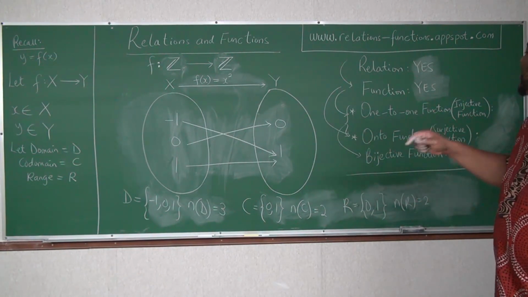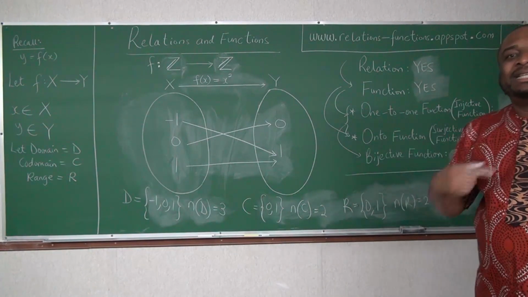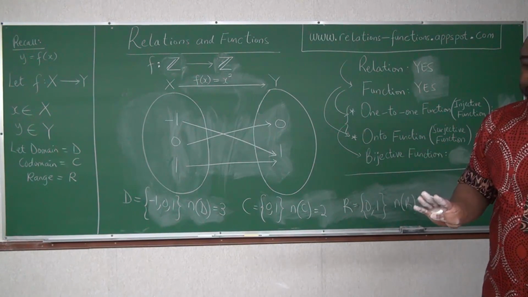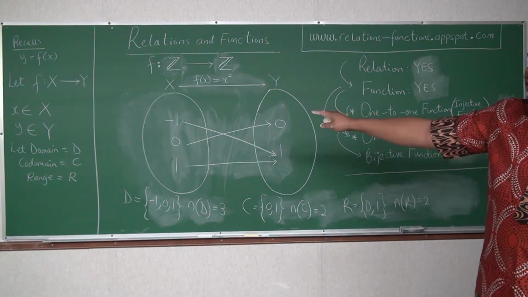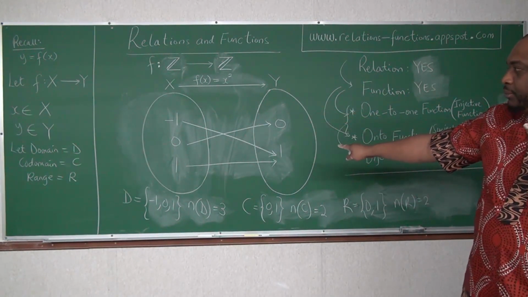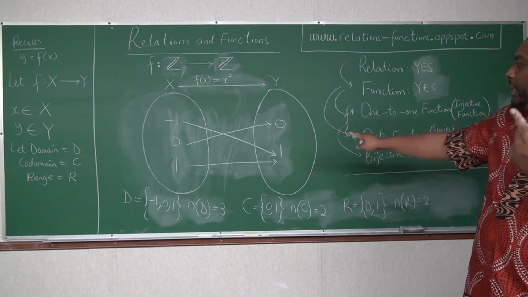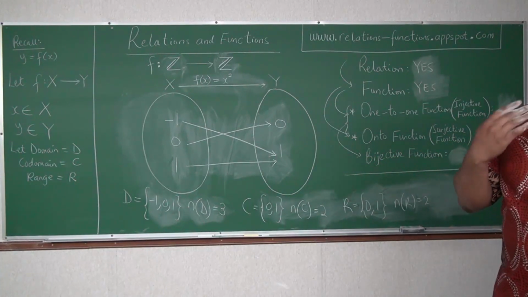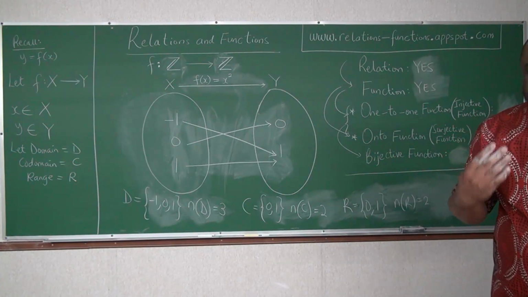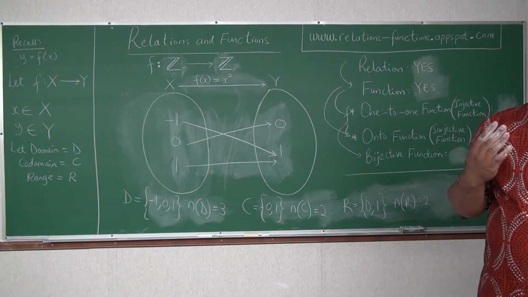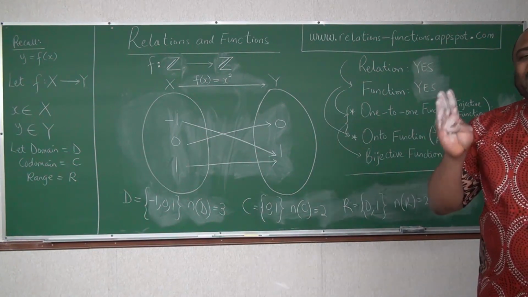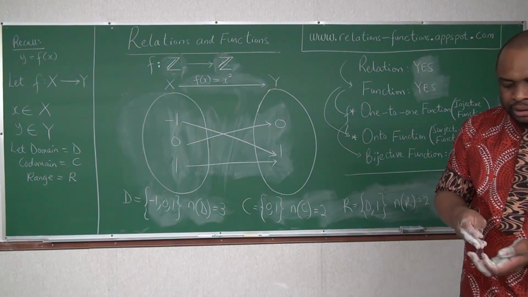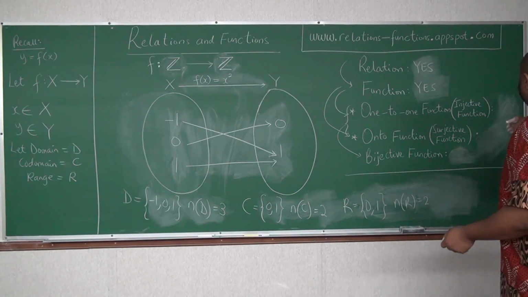So now, is it a one-to-one function? Is it an injective function? No, because we have two inputs that have the same output. The output of -1 is 1. The output of 1 is 1. For one-to-one functions, each input will have a different output. So no, it is not.